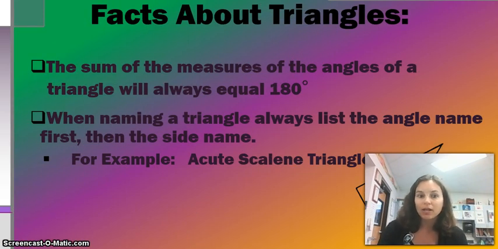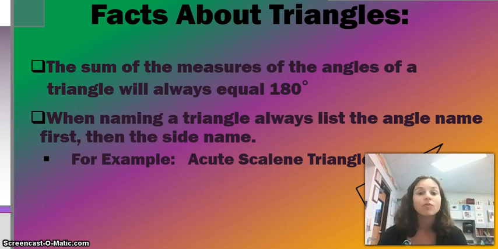So, facts about triangles. The sum of the measure of the angles of a triangle will always equal 180 degrees. That means this angle right here, this one right here, and this angle will all, if you added them all together, they will always equal 180 degrees. In other words, you cannot have a triangle that has less than 180 degrees of angles all added up, or greater than 180 degrees, all added up.